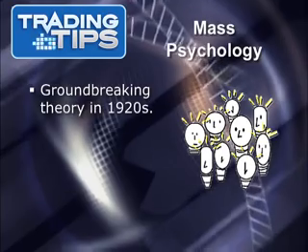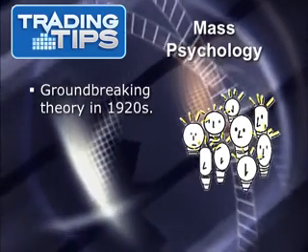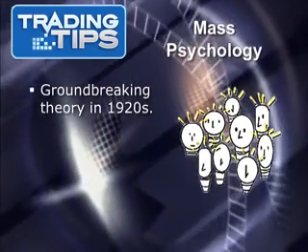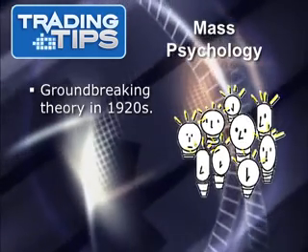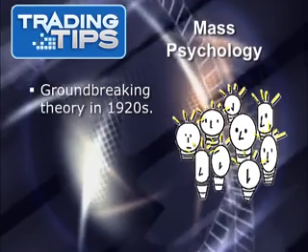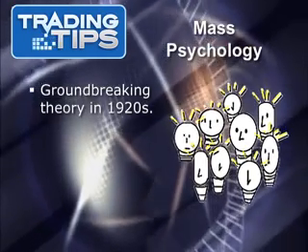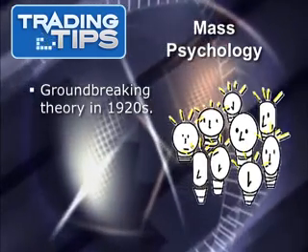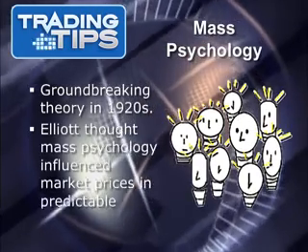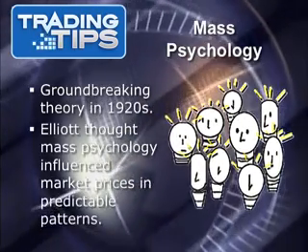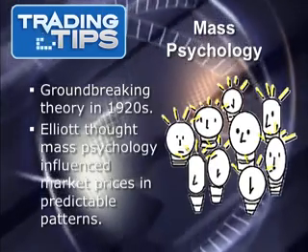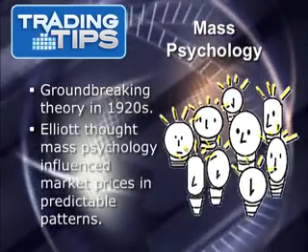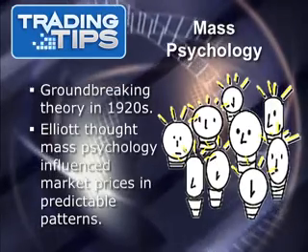Elliott's theory was groundbreaking at the time in the 1920s. Back then, people thought there was no predictability to the market and market prices. Markets were chaotic, but Elliott was a student of the then groundbreaking theory of mass psychology. Psychology itself was fairly new at the time. And he theorized that mass psychology affected how market participants behaved to such a degree that order could be distilled from the seeming chaos of the stock market.